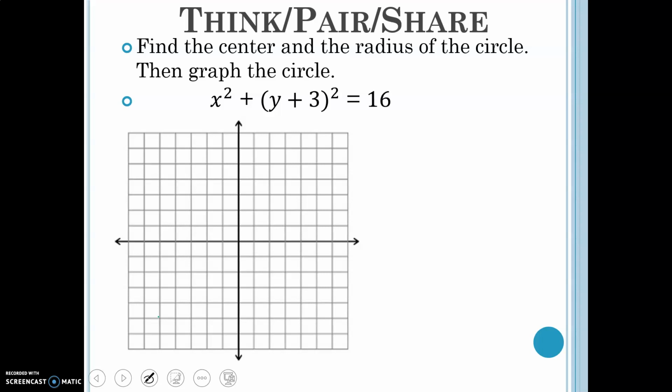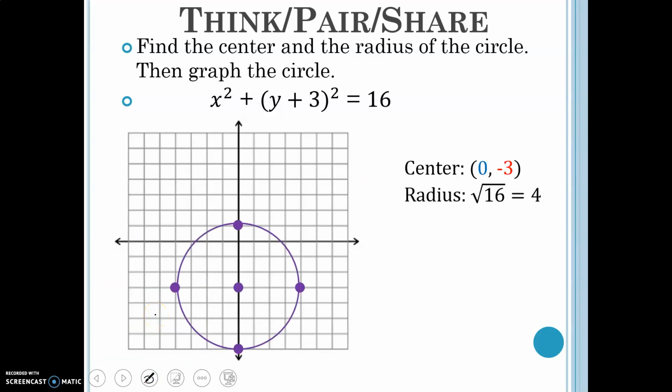All right, so hopefully you gave that a shot. Now notice for the x squared value, we don't have our typical x minus h format. All that means is that our h is actually 0. So it's actually x minus 0 squared, and it's been simplified. With that said, our center is going to be 0, comma negative 3. Our radius is radical 16, which is 4. And we get our circle here centered right at 0, comma negative 3, right on the y-axis, straight down.